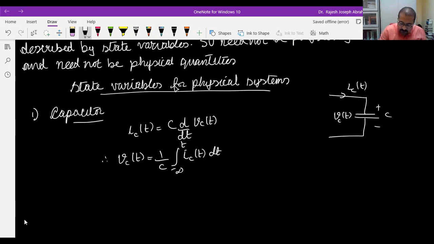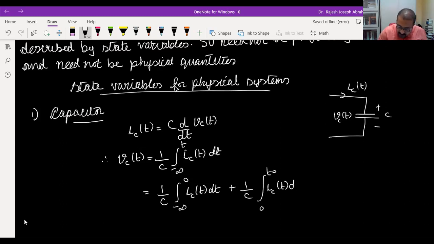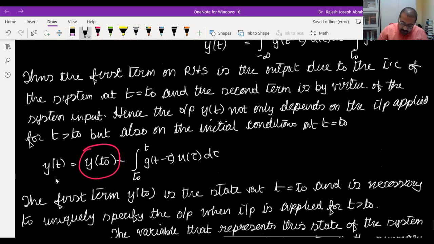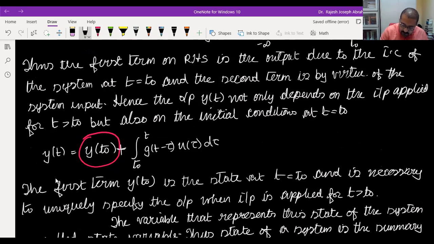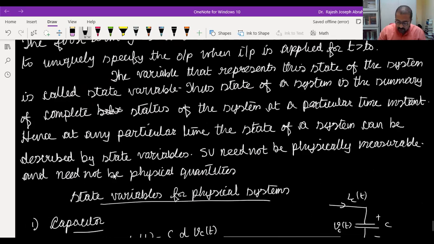Right. So this I can split into two: 1 by C into integral minus infinity to 0 IC dt, plus 1 by C integral 0 to t naught IC dt. So you see here, this is similar to this expression, equation A. You should know the initial conditions, and if you know the input signal, you can determine the state at any point of time. So same is here.